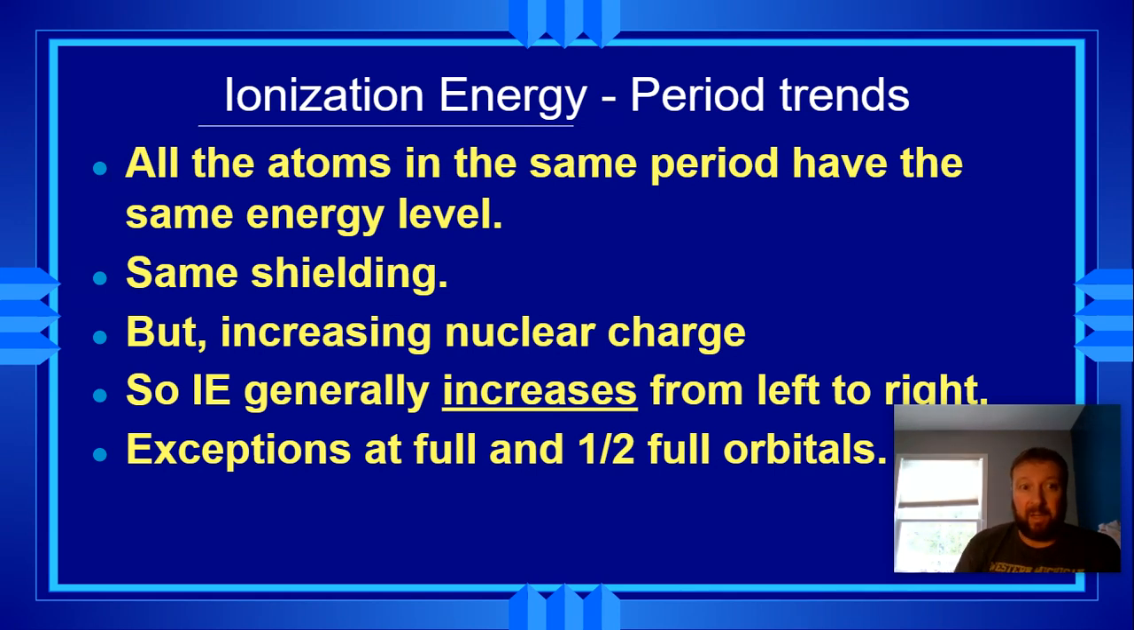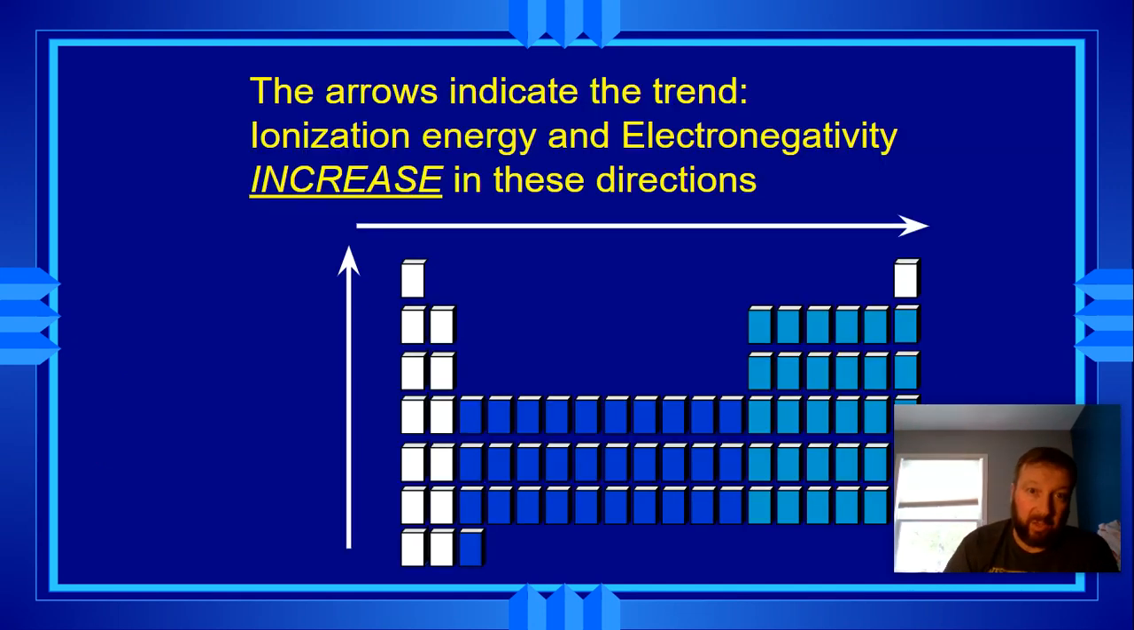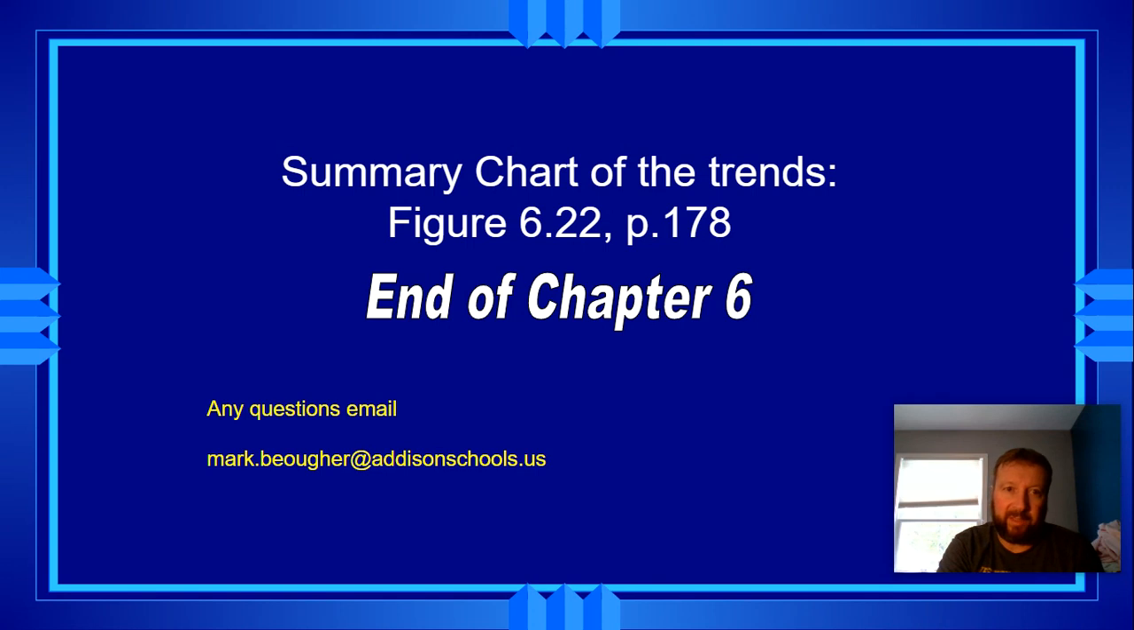In periods, as I go left to right, they're going to actually increase because I have more things. And again, more nuclear charge. So it tends to be the exact opposite trend from what you find in the sizes. Electronegativities would go the same way as ionization energies. As I go top to bottom, it gets smaller, and left to right it gets bigger. And that ends up being your trends.